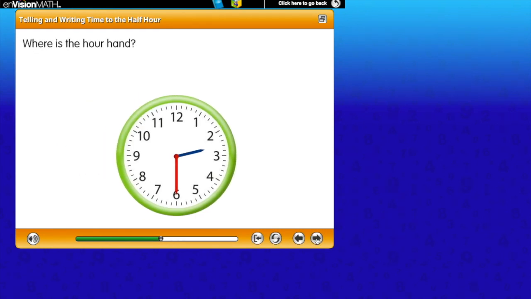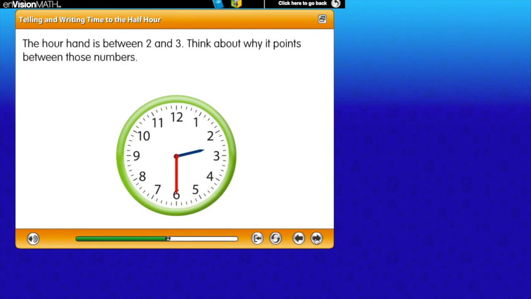Where is the hour hand? Now, if you remember from our earlier lessons, the hour hand is that small hand, and in this case, it's the blue one. So looking here, you have to take a look and see where is the hour hand pointing. It's not like we saw last time where it was exactly on a number, where it was either at 2 or 3 or 4 or any of the numbers here. This time it looks like the hour hand is pointing somewhere different. The hour hand is between 2 and 3. Think about why it points between those numbers.